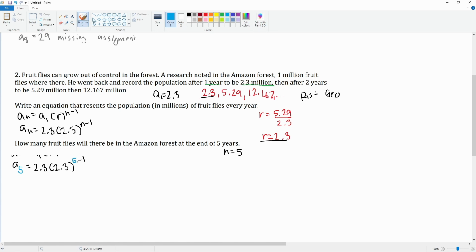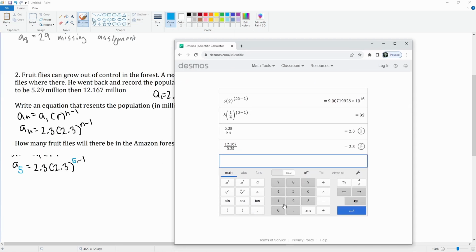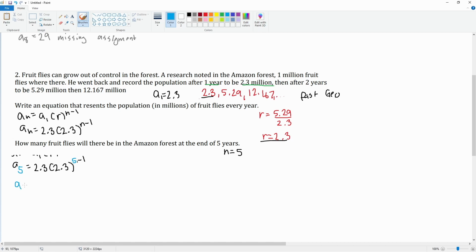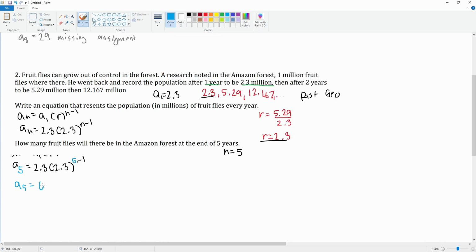All right, so now we can just plug that into the calculator. Let's take a look. 2.3 parentheses 2.3, close the parentheses to the power of 5. Oh, let's put it in parentheses. Parentheses 5 minus 1, close the parentheses. All right, around 64.36. So a5 is equal to 64.36 million. All right, fruit flies. There you go.